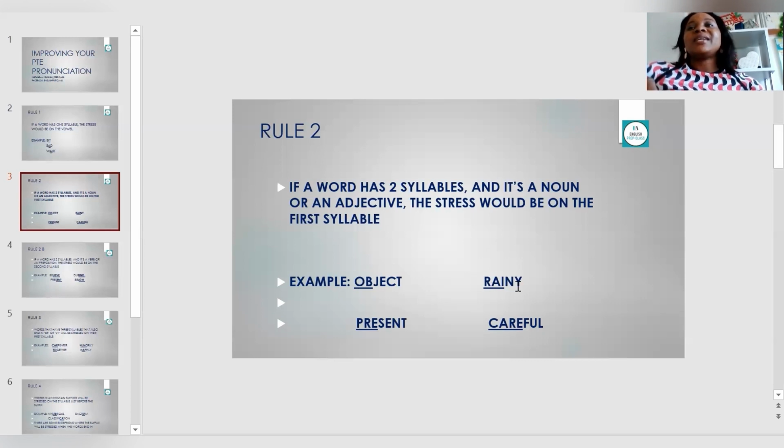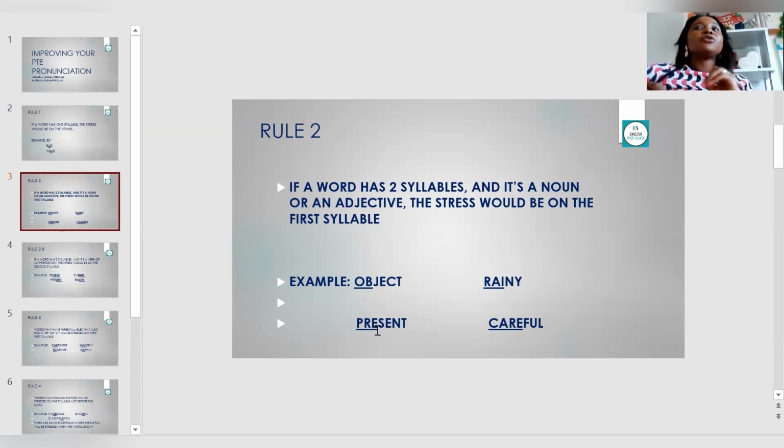Here we have rainy. You can't just say rainy, you put a bit of stress on the first part of the word. We have this one, present. Remember there's the verb present, but this one here is the noun form of the word, so the stress is going to be on the first syllable, PRE-sent. So the force is going to be there.